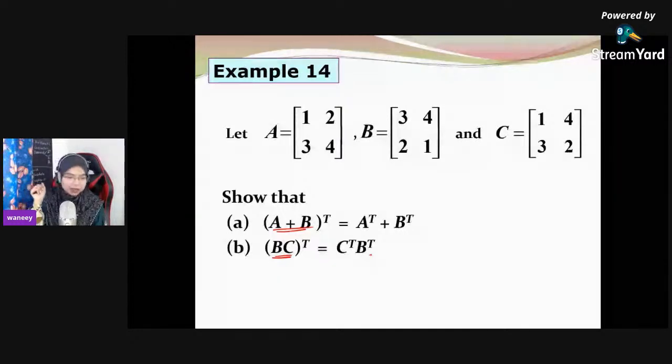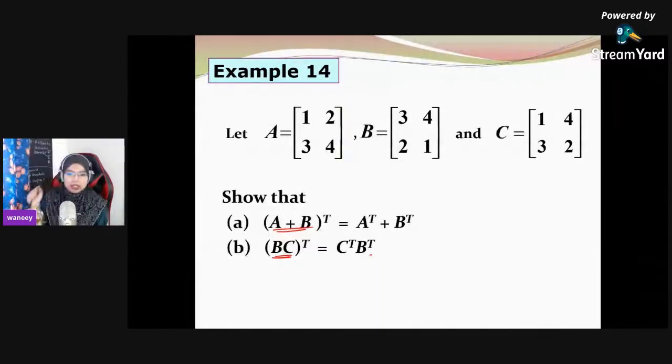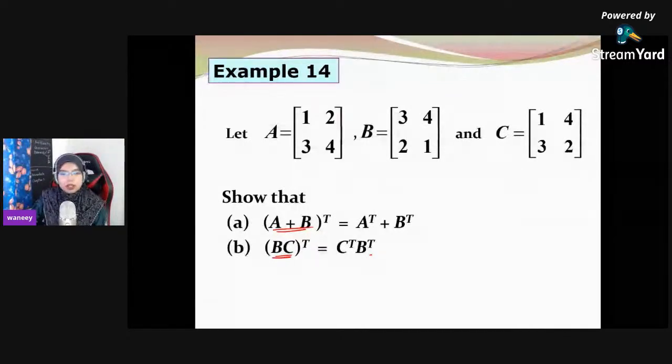Okay, so 1 more minute and then I'll give the solution. Oh, dah dapat jawapan dah. 4565. So that is actually for the first one, I think. Okay, so now let us go to A.